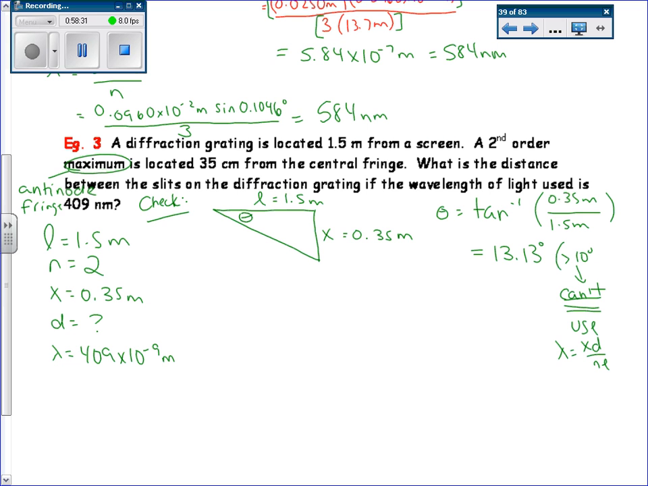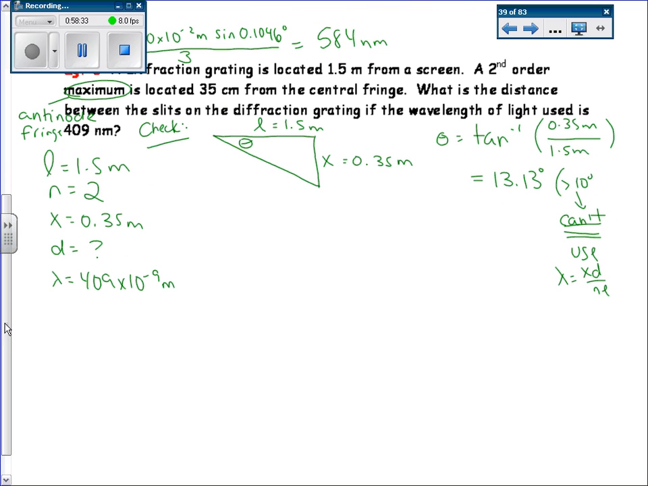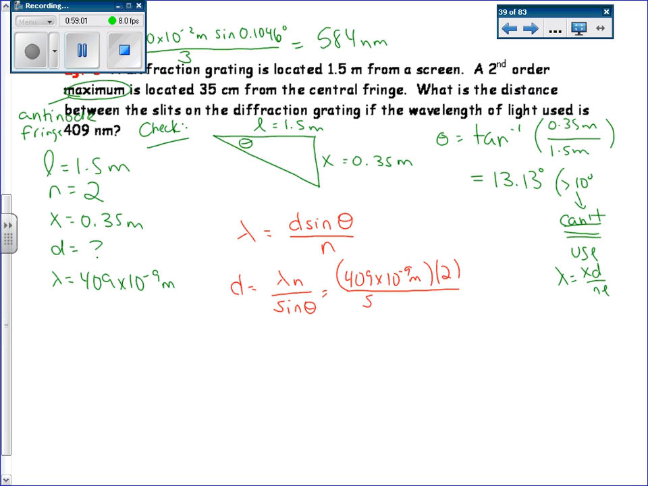So we have to use this one. So d is equal to lambda times n divided by sine theta. So 409 times 10 to the negative 9 meters times 2 divided by sine of the angle we found there, 13.13.